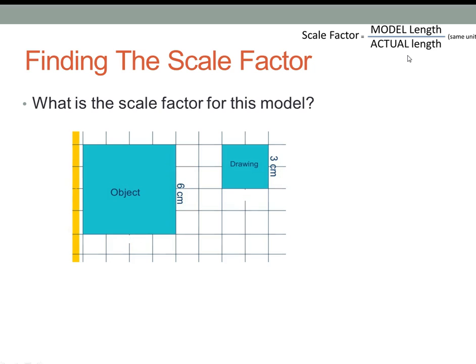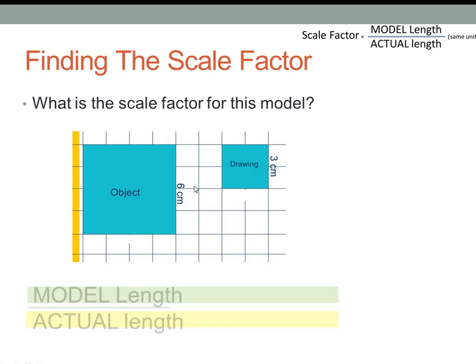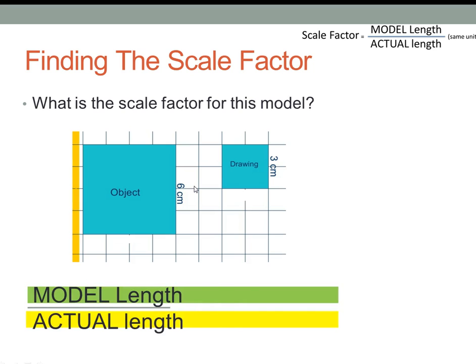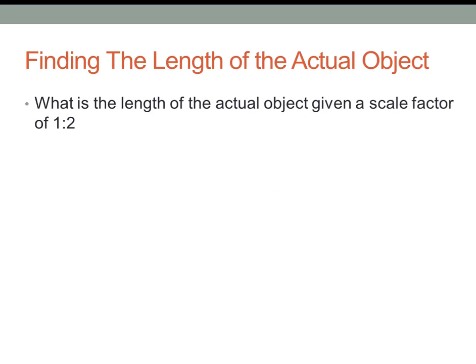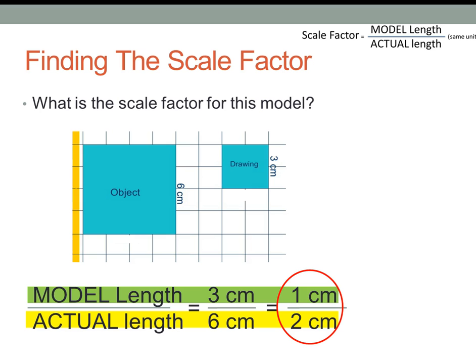So let's see what the scale factor is for this model. Let's see, we need the model length. So the drawing is the model length. So that's a 3, and the actual object is 6 centimeters. So model length over actual. We have 3 over 6 centimeters for both. We'll simplify that, and we get 1 over 2 centimeters. So that's simplified. Our scale factor is 1 centimeter, 1 over 2. You can also write that as 1 and then a colon 2.